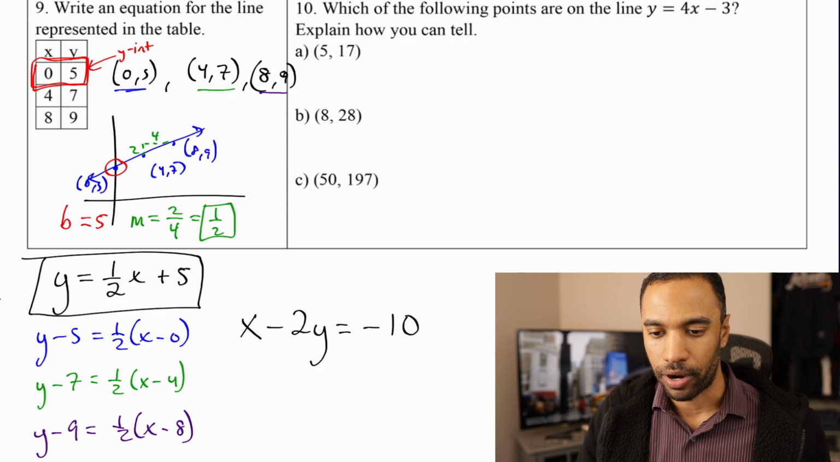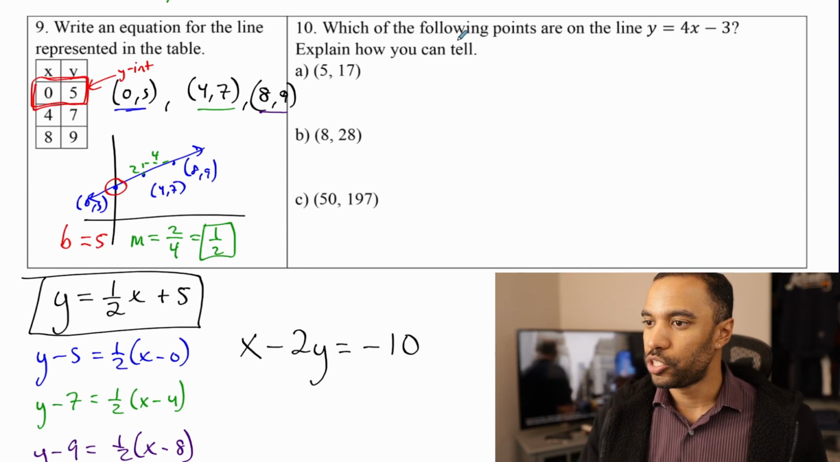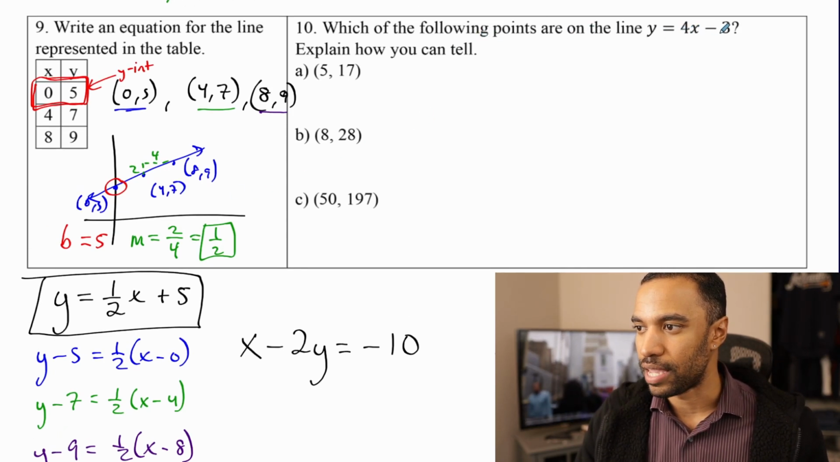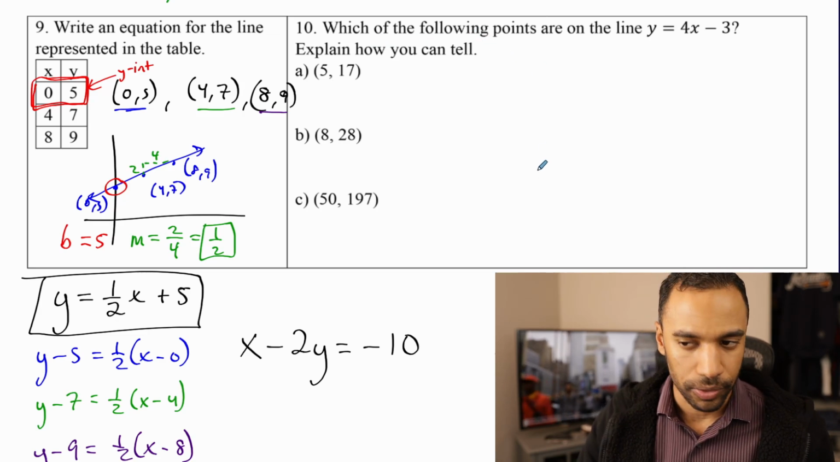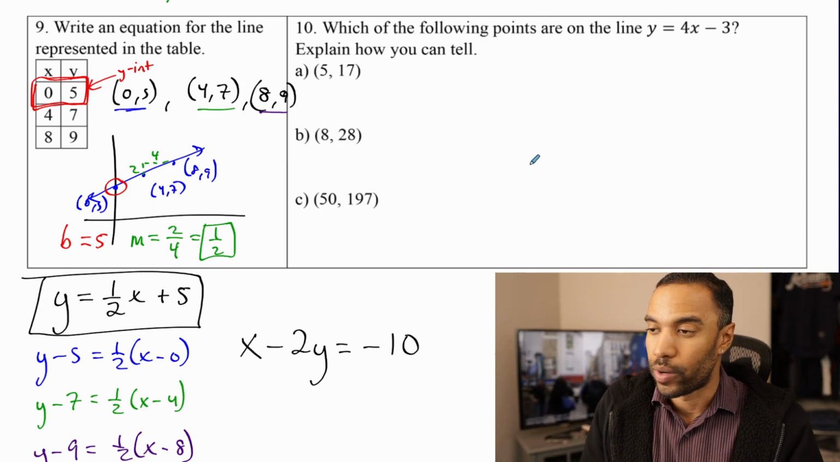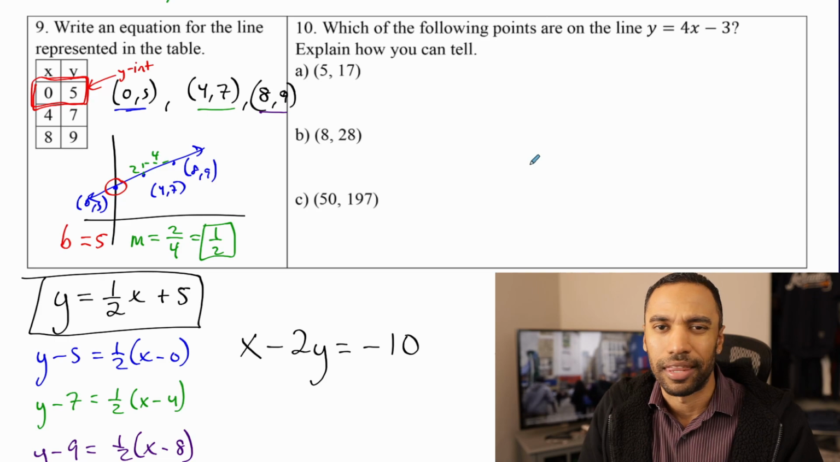Okay. Where are we now? Number 10. Which of the following points are on the line y = 4x - 3? Explain how you can tell. What we're not going to do is we're not going to graph this thing and then figure out, oh yeah, there it is.